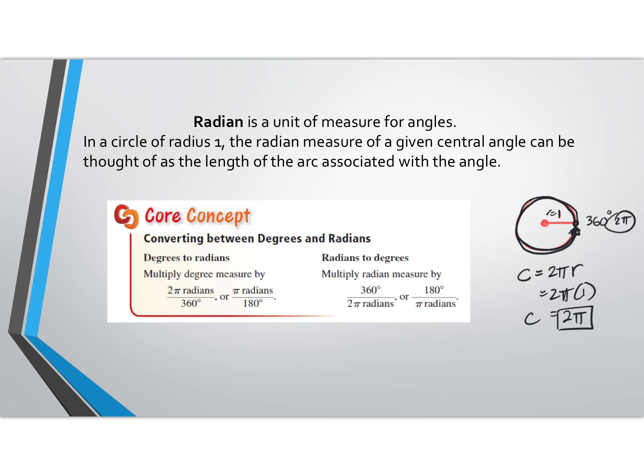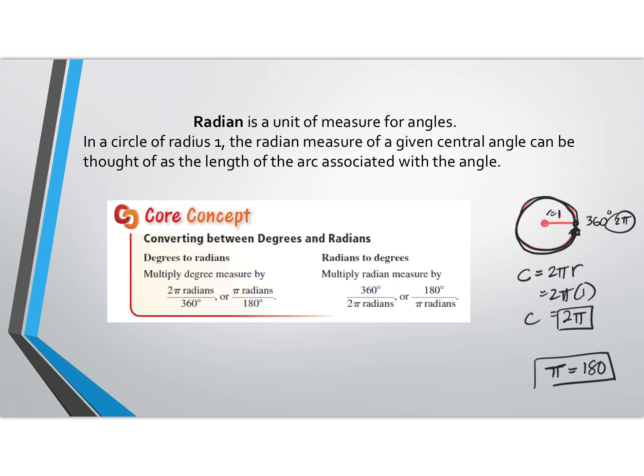So once we know that 2 pi is 360 degrees, what do you think 1 pi would be? What's half of 2 pi? Half of 2 pi is 1 pi, and half of 360 is 180. So we know that pi radians is equal to 180 degrees. And again, this is just something you're going to have to memorize.